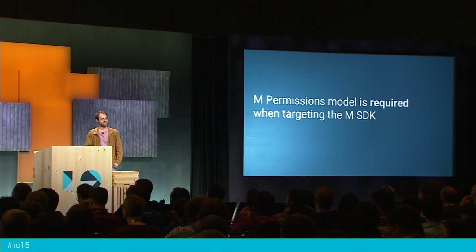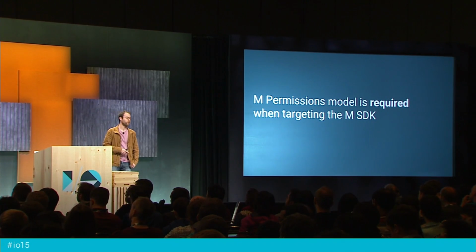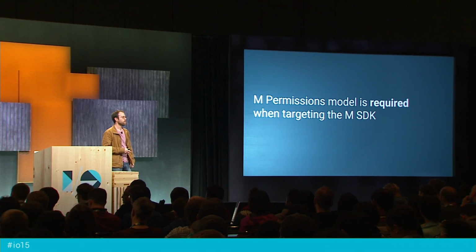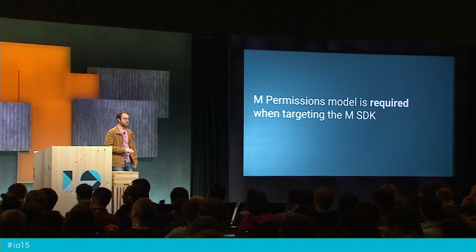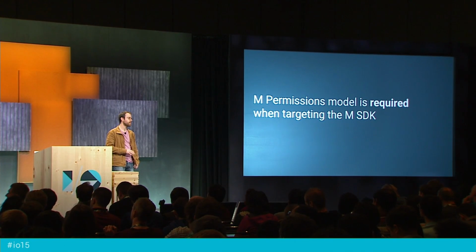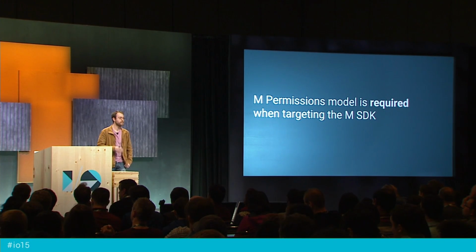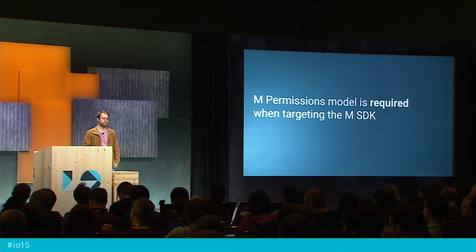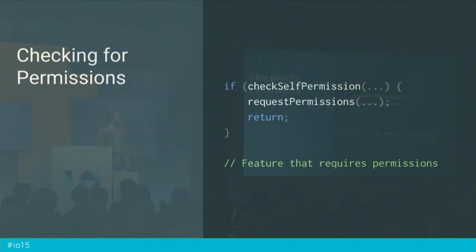Let's get into a little bit more of the nitty-gritty that I mentioned before. On an M device, we're not requiring all applications to support runtime permissions. However, if you're on an M device and you're compiling against the M SDK with a target of API 23, you're going to be in the permissions model. What this means is you need to write some really complex code. I know it's pretty rough.